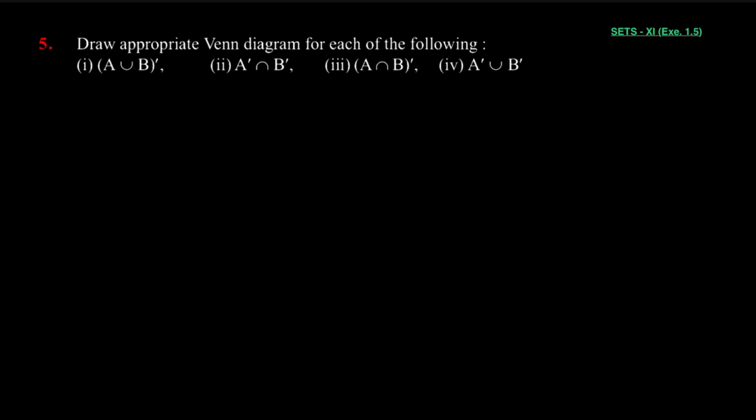So today in this video we are going to attempt question number 5 of sets class 11th exercise 1.4 of CBSE mathematics. The question here states that draw appropriate Venn diagram for each of the following. So what is a Venn diagram?